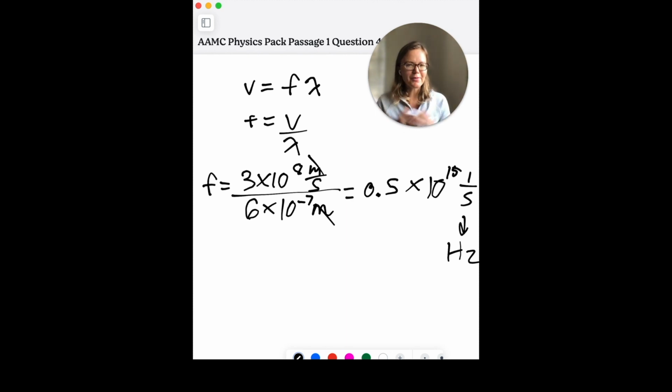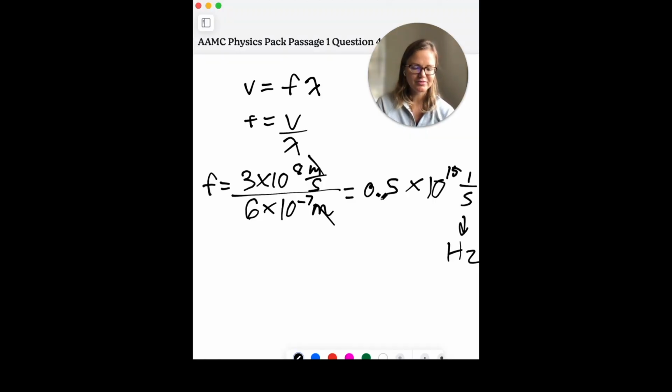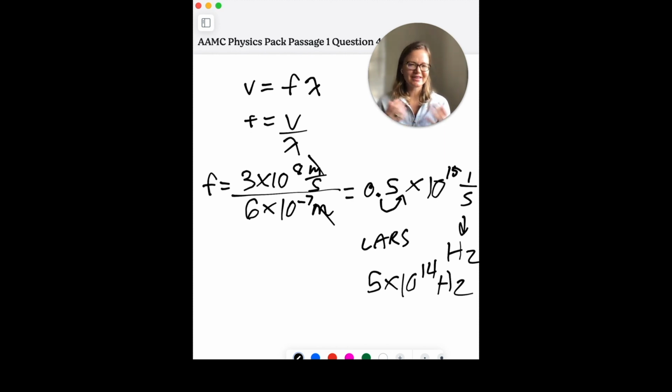Now, remember, this is not a proper scientific notation answer because 0.5 is less than 1. And we know for scientific notation, the number that we multiply our power of 10 by needs to be between 1 and less than 10. So we're going to have to move this decimal point 1 place to the right. And remember our helpful mnemonic LARS, which is if we move it to the left, we add. If we move it to the right, we subtract. So here we're moving our decimal place 1 place to the right, so we're going to subtract from our power of 10. So we're going to get 5 times 10 to the 14th hertz. And if we look at our answer choices, that's answer choice D.